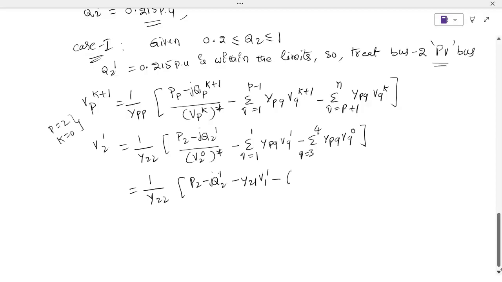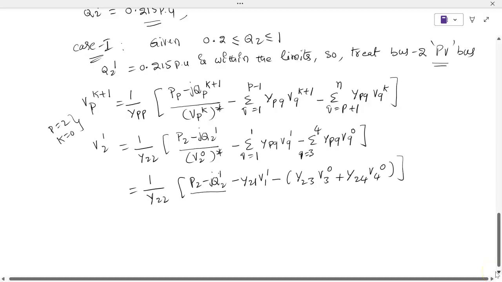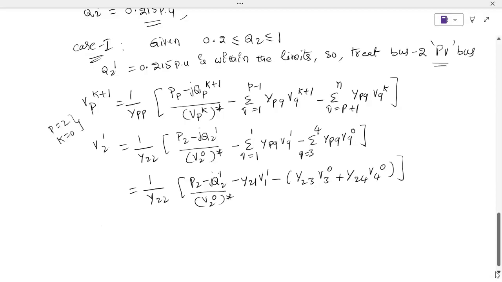Now two terms you will get, that is for first when Q is equal to 3. Now YPQ, that is P is equal to 2, Q is equal to 3, V3 0, plus Y24 when Q is equal to 4, substituting V4 0. Now substitute all the values here. V2 0 conjugate. Now substitute all the values.